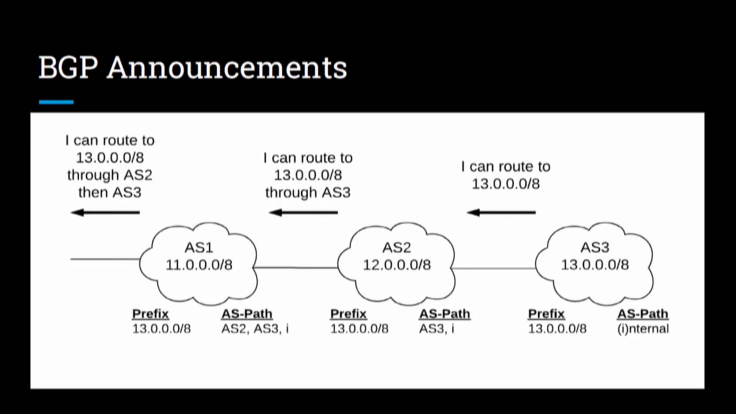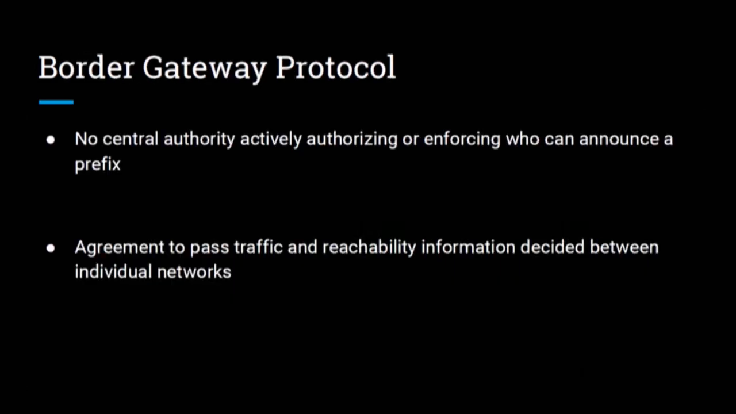Really quick primer on BGP announcements. Something to know about the Border Gateway Protocol and autonomous systems: there's no central authority that actively monitors, manages, and enforces who can announce a prefix. When you're assigned a prefix through IANA and its regional registrars, it's the same as when you receive an address block. Now, there's no definite link between an autonomous system and an address block.